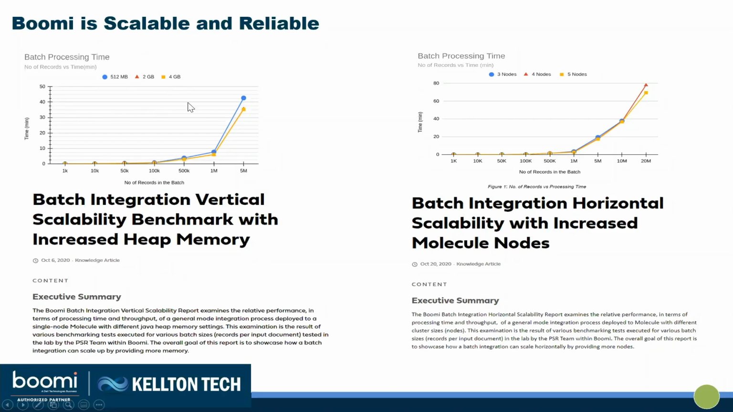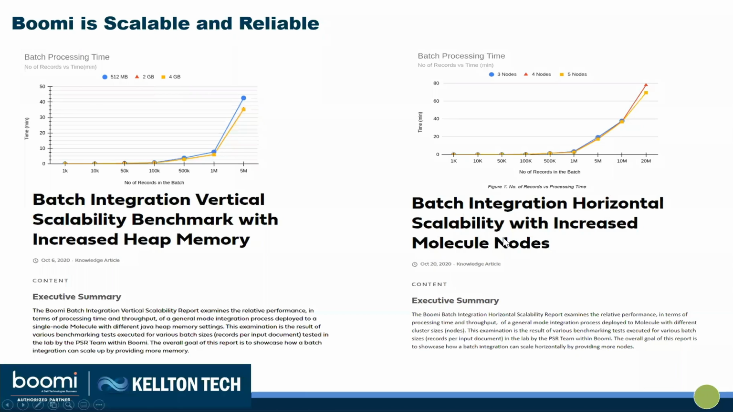And the blue line indicates the memory size, 512 MB. If you want to increase it to 4 GB, then how it can reduce the processing time is what this graph depicts. So essentially, if you have a 4 GB RAM system and you process 5 million records, Boomi would take about 34 or 35 minutes. On the right side, it talks about the batch processing time.